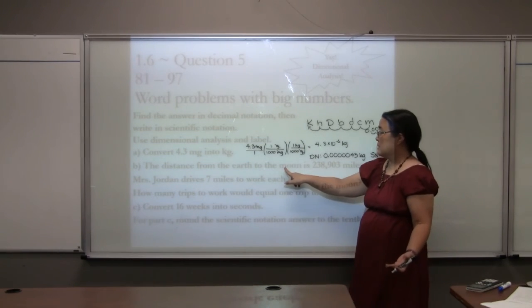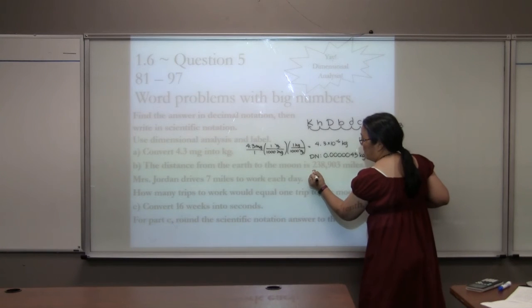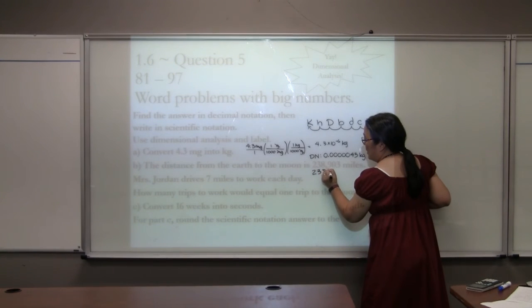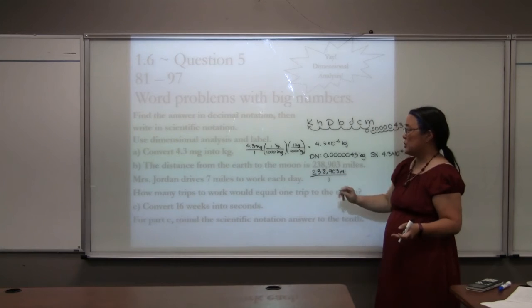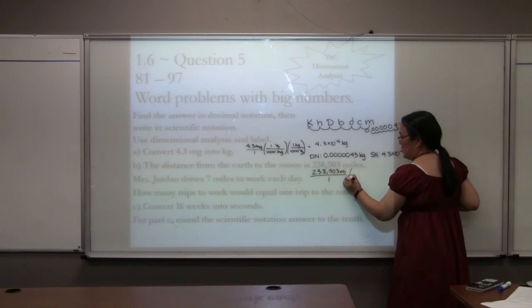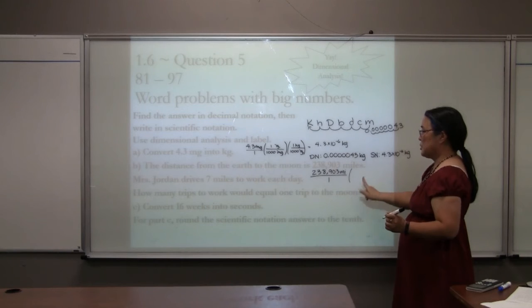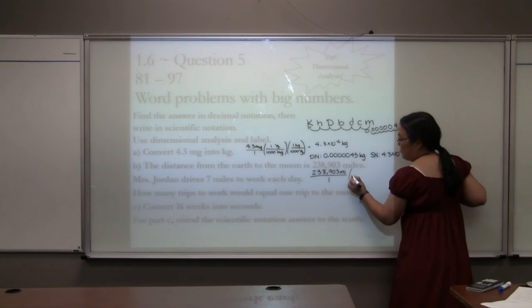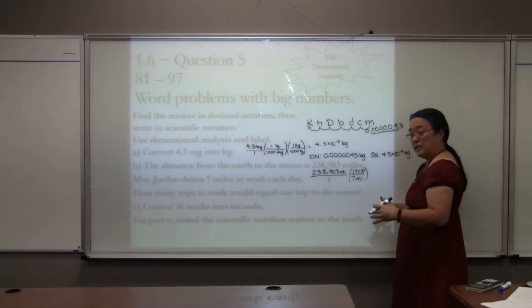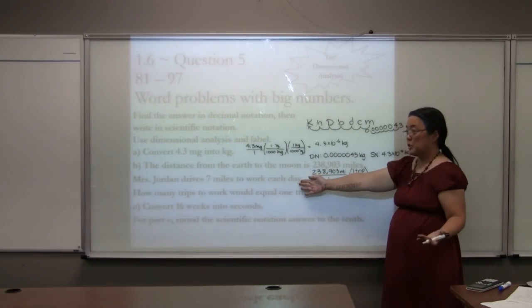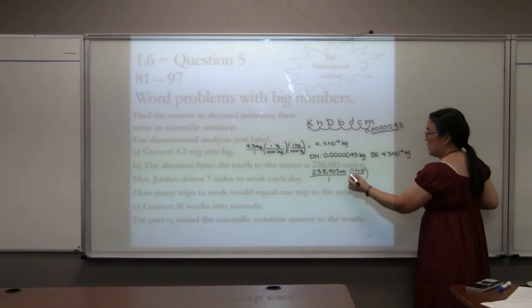Here, the distance from the Earth to the Moon is this many miles. You might want to put, in addition to your label, a 1 in the denominator to make sure it stays in the numerator. Miss Jordan drives 7 miles to work each day. So we're going to find out how many trips to work would equal 1 trip to the moon. 7 miles, so this is miles on the top, so miles would be on the bottom, is 1 trip. So in the parentheses is a fact, and it has to be a very common fact. So we were just told 7 miles is 1 trip.